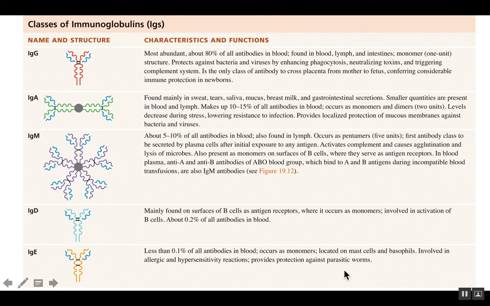So those are the 5 classes. That makes a good note card. Make 5 note cards, the name on one side, what distinguishes the 5 on the other side. Go over them a few thousand times and you'll be good to go for the different classes of antibodies.